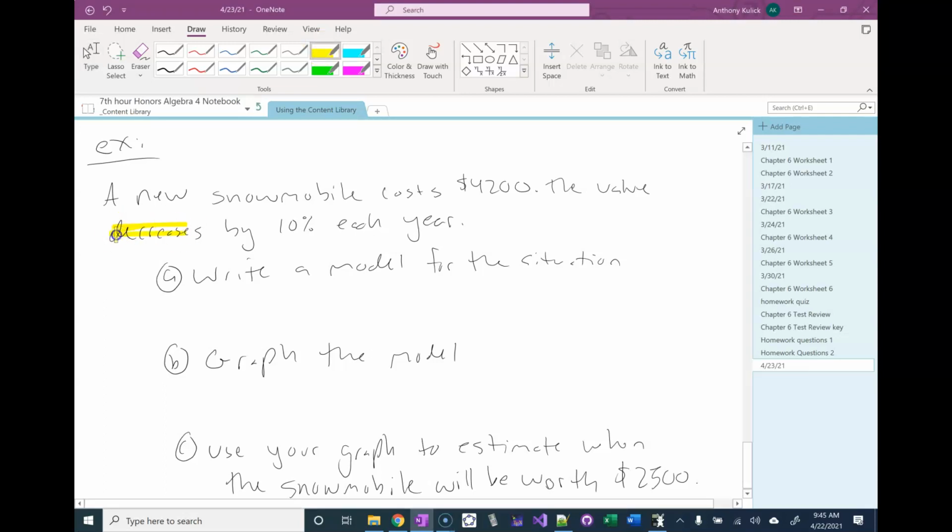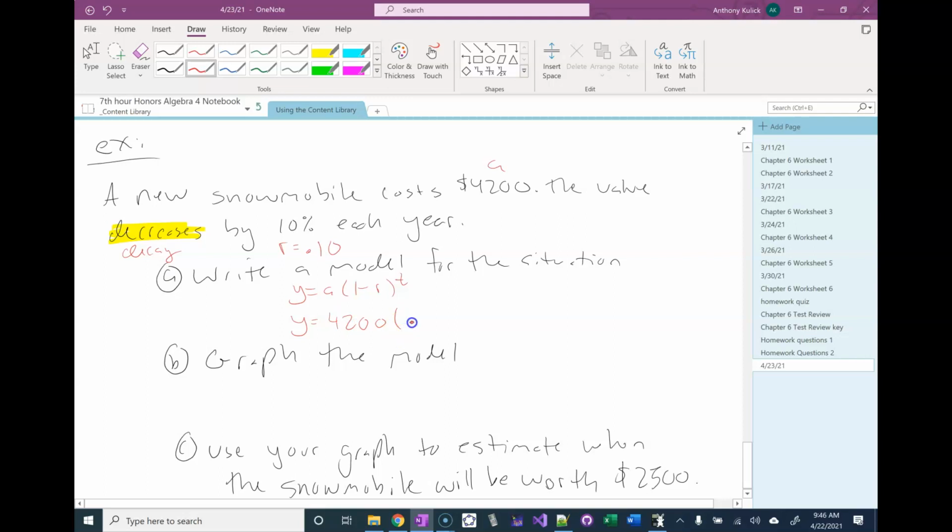So when I read the story problem, I see that we're talking about the value is decreasing. So this tells me that we're looking at an exponential decay situation. So a times 1 minus r to the t. My a is going to be the 4,200. My r is going to be 0.10. That's again 10% written as a decimal. And again, we're given no time frame that this is good for. So we're assuming it's the life of the snowmobile. But that doesn't really matter to us because we're going to have a t in our model regardless.